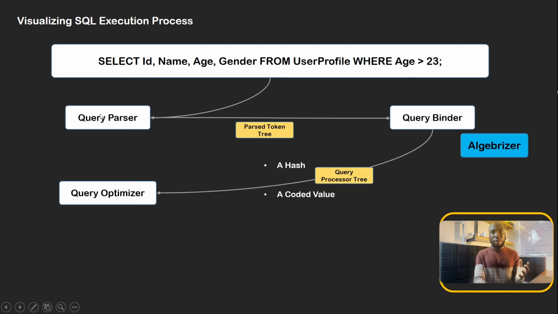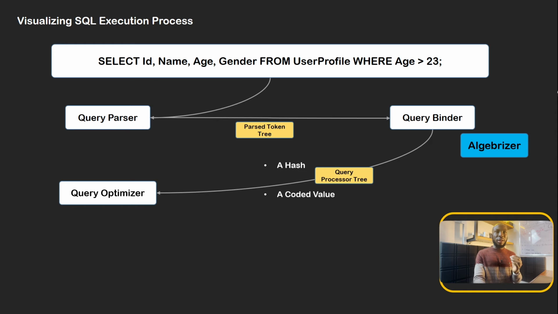So as I said, just a little bit of recap, the query parser passes the parsed token tree, which is our output from the query parser, into the query binder. And the query binder uses this Algebrizer to resolve and validate objects, to make sure that our table is actually correct, that the columns we're trying to select are valid, and that our conditionals are valid by using the right syntax.